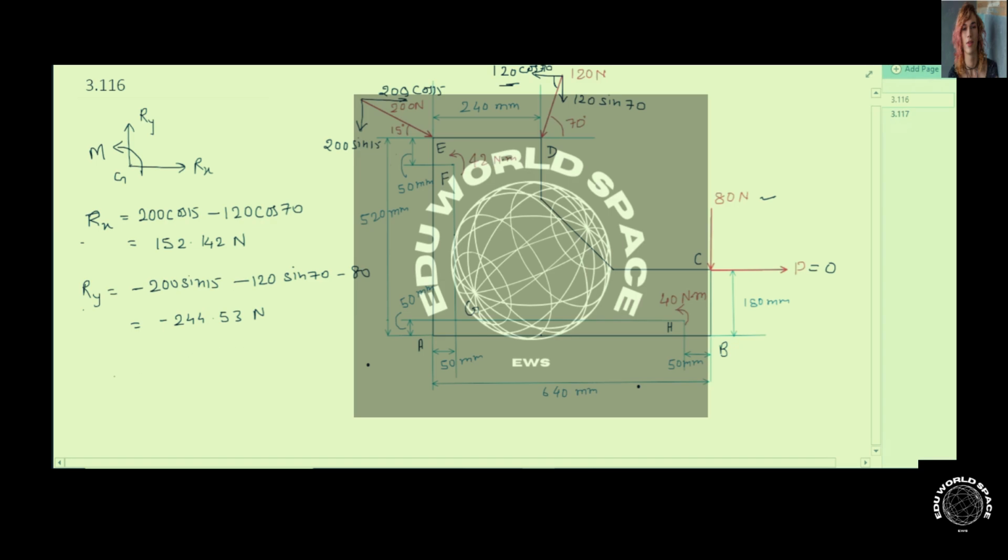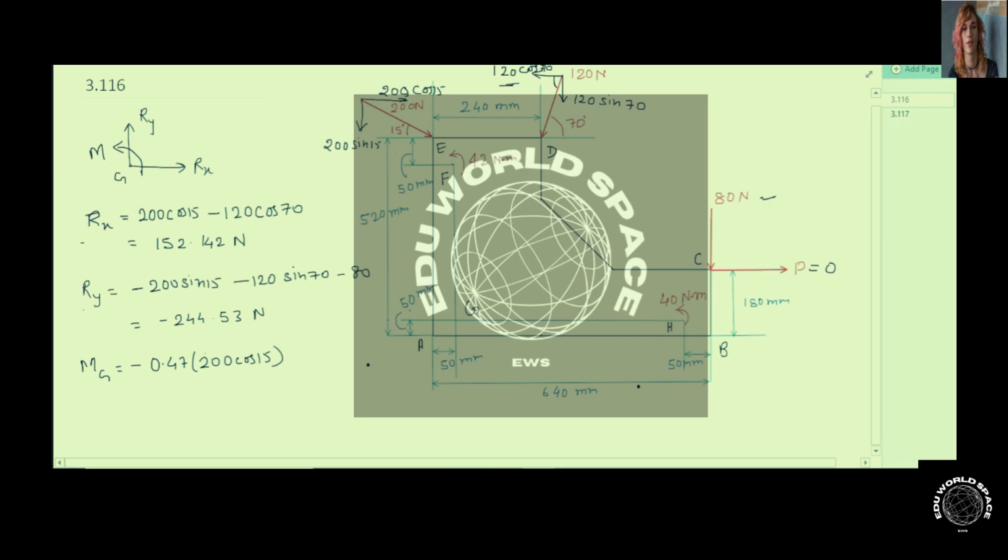Alright. Now calculating the total moment about the point G. Since this total distance AE is 520 and AG is 50 mm, the vertical difference between them is 50 mm. So the perpendicular distance between E and G will be 520 minus 50, that is 470. Converting them into meters, it will give minus 0.47 multiplied by the horizontal component of the force that is acting there, that is 200 cos 15.